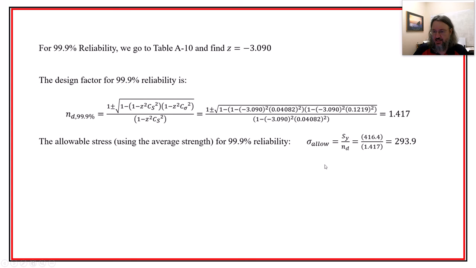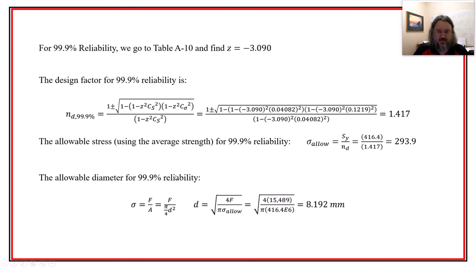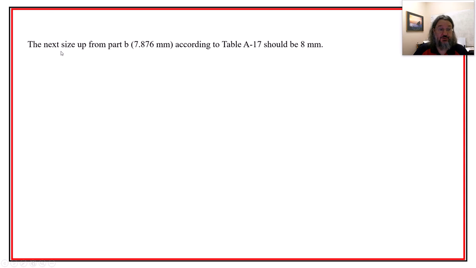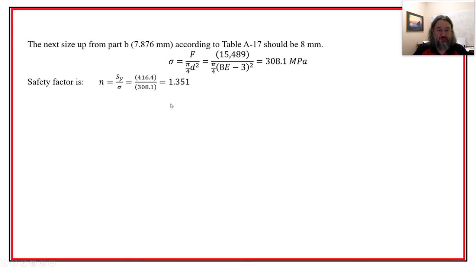So the allowable stress is the strength divided by that design factor. So now we find if we want 99.9% reliability, we go for 8.192 millimeters, right? And now finally, what we want to do is we're going to take the next size up from part B, which is going to be 8 millimeters. And so we find the stress that's going to be caused by 8 millimeters. We get 308.1. So, 8 millimeters gives us a stress of this. So we can find a safety factor of 1.351, right?